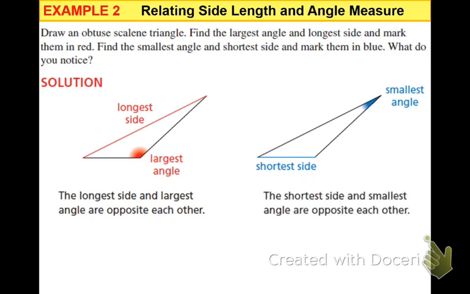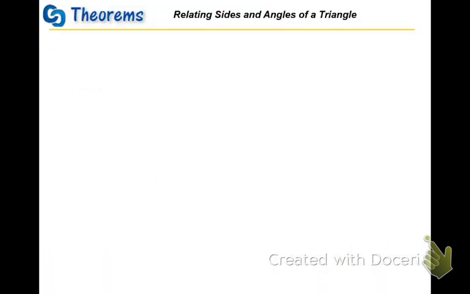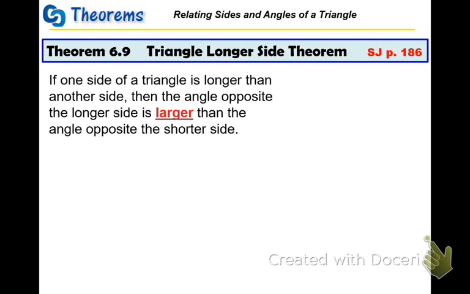There is a theorem based on this. We're just going to go over it. It is in the middle of your page. If one side of a triangle is longer than the other side of the triangle, then the angle opposite the longer side is larger than the angle opposite the shorter side. So go ahead and fill in that blank.